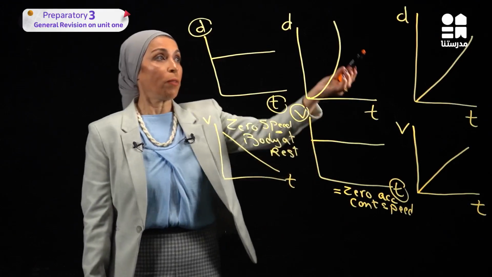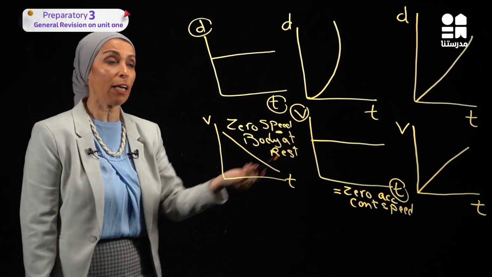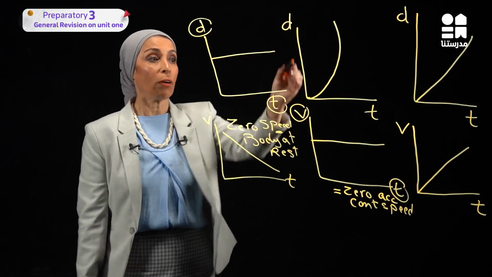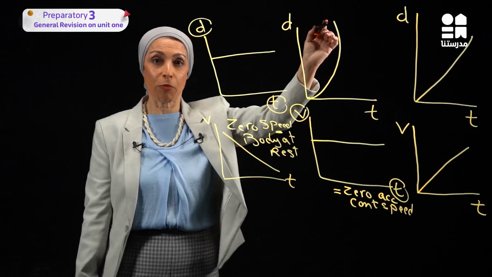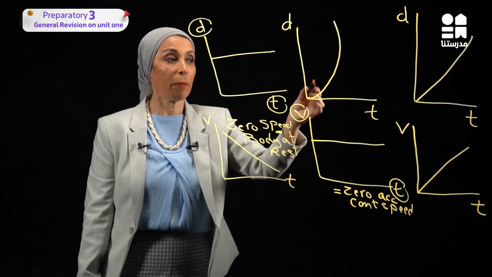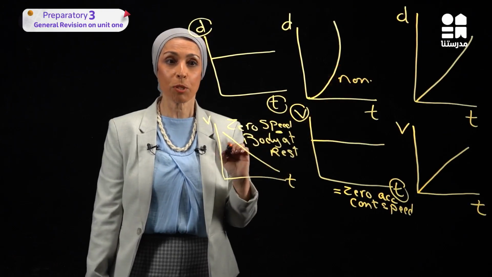So here the first one between distance and time with a straight line represents a constant speed, or uniform speed. Here, between distance and time, the shape of a curved line represents the body moving with non-uniform speed. So this is non-uniform speed.